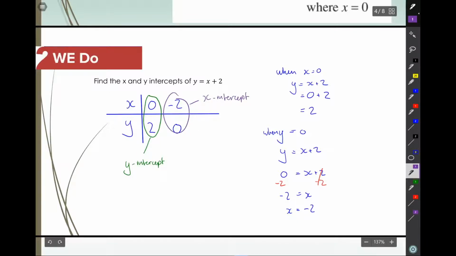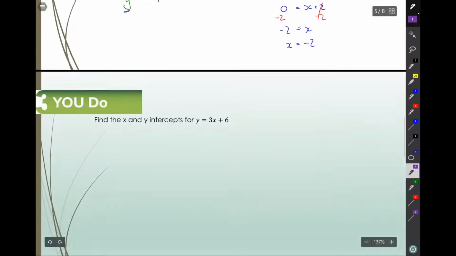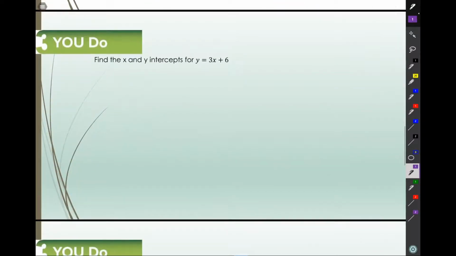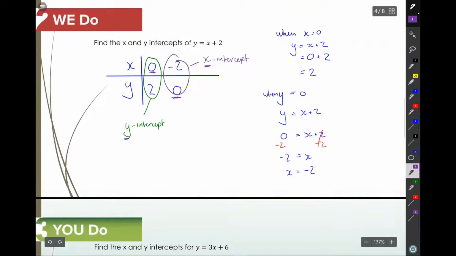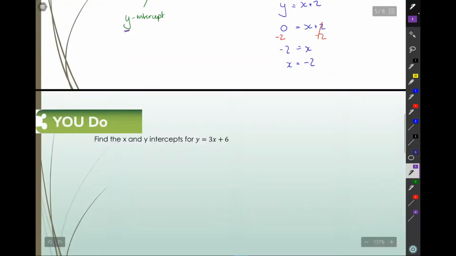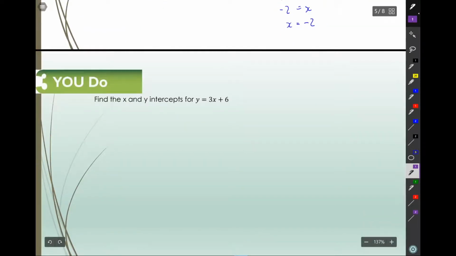Remember, the intercept and the 0 are reversed. When y is 0, we have the x-intercept. When x is 0, we have the y-intercept. I want you to have a go at this one using the same method I did here. Set x to 0 and set y to 0 and see if you can find the other value. Pause the video, have a go at that, and I'm going to show you the solution when you come back.